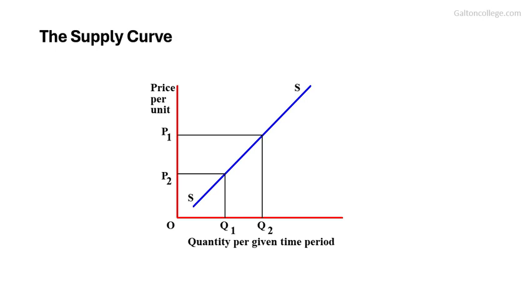So the supply curve is upward sloping. At the price P1, more is supplied than at the price P2. At P1, we have quantity Q2. And at P2, we have quantity Q1. So we can see as the price rises, the quantity increases.